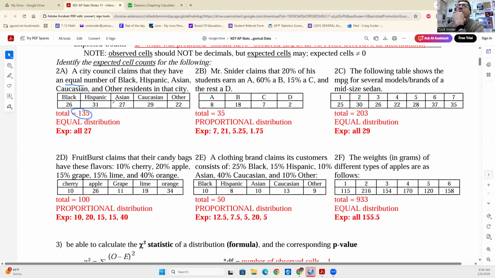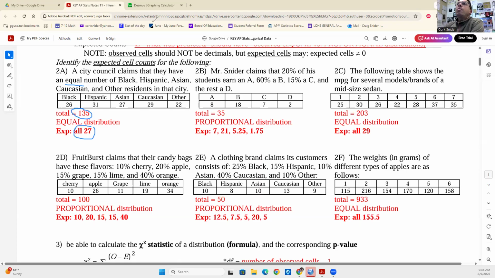1, 2, 3, 4, 5. And 135 divided by 5 is 27. So it's real easy to get the expected count. So in this test, you need observed data, that's the prompt, and you need expected data. And this is one style where you divide the total by the number of categories. The prompt will tell you how to do it.